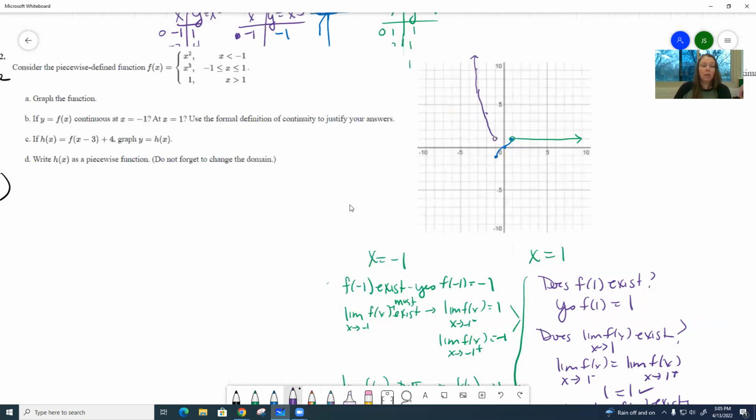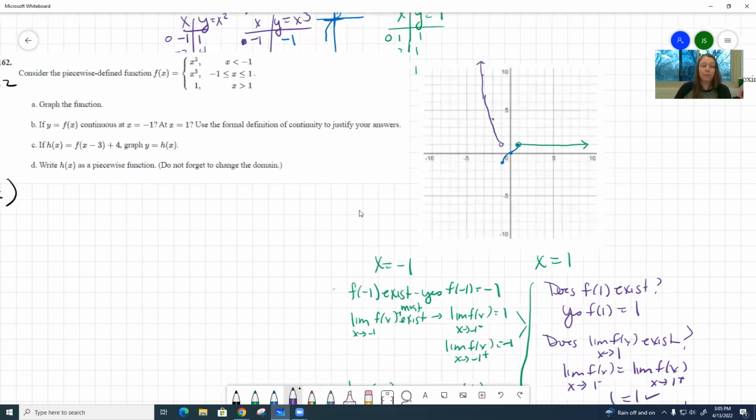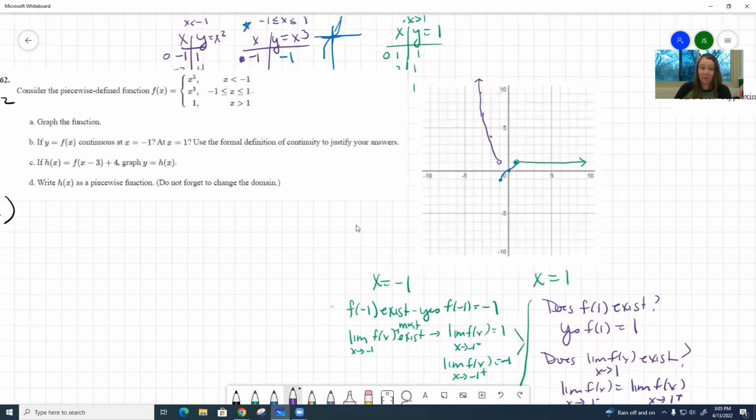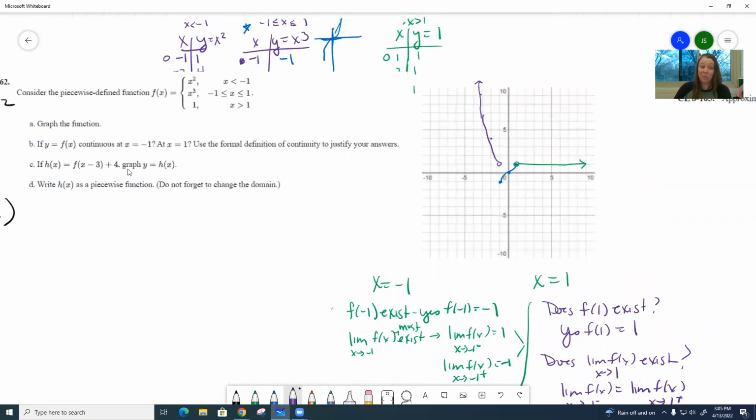All right. If h of x equals f of x minus 3 plus 4, graph h of x. Okay, so you might look at that and say, what? That sounds terrible. Okay, but all this means is I'm going to take everything to the, not to the left, it's minus, right? We take everything to the right 3 and up 4.